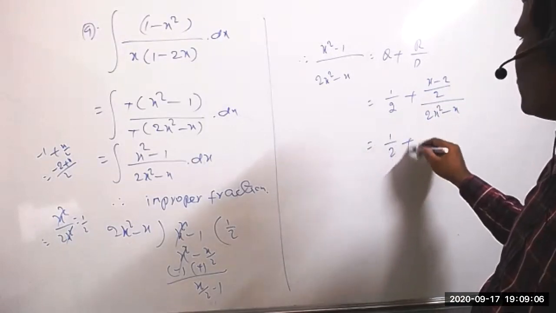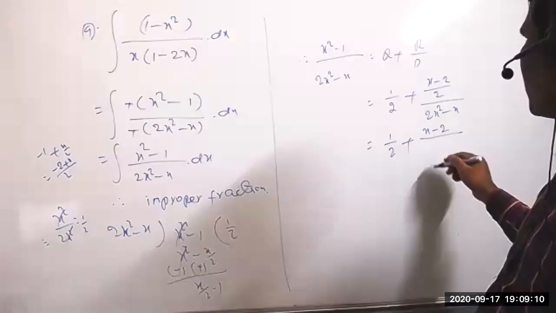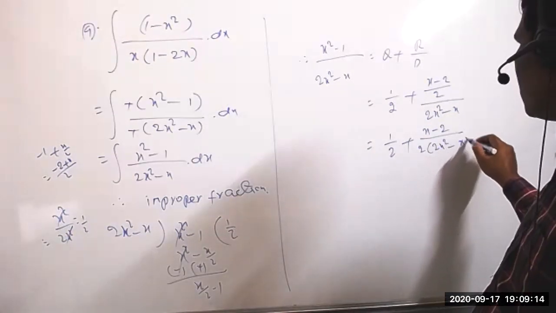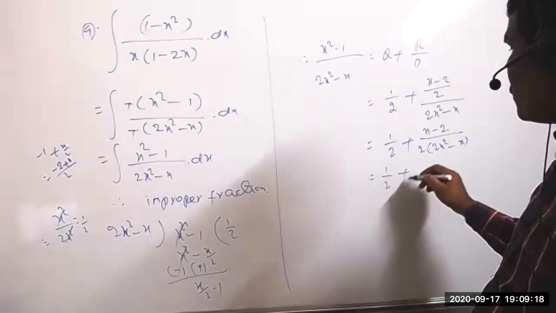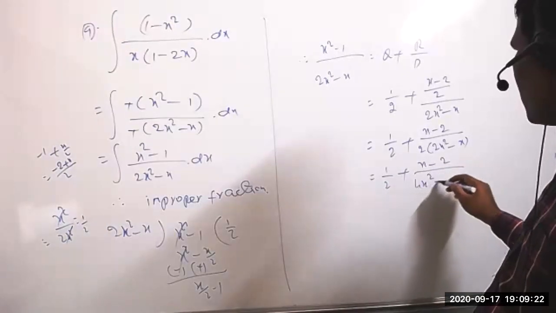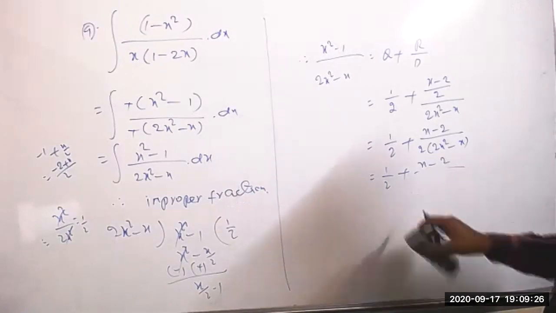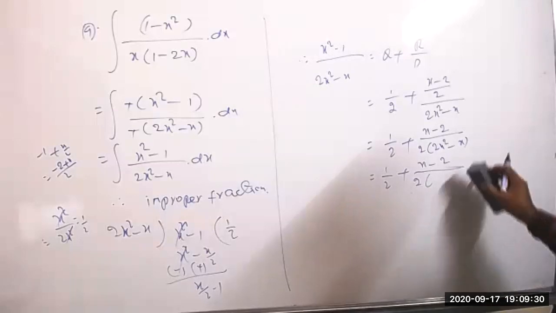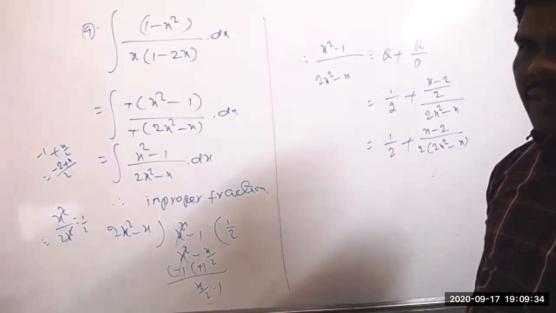So 1 by 2 plus, taking the reciprocal, you will get x minus 2 by 2 into 2x square minus x. So this one you can write as 1 by 2 plus x minus 2 by 4x square minus 2x. All the same thing only, nothing happens. 1 by 2 you can take outside common later. That same thing is not required for you. Now you can do the integration.